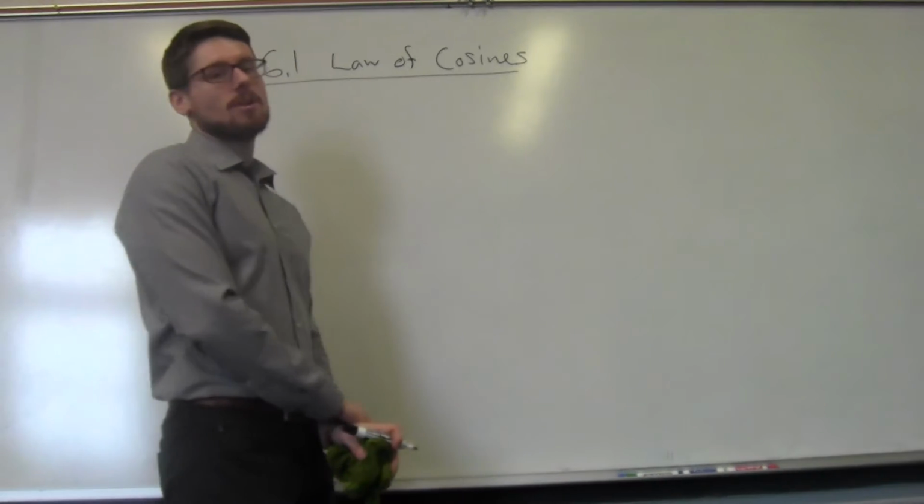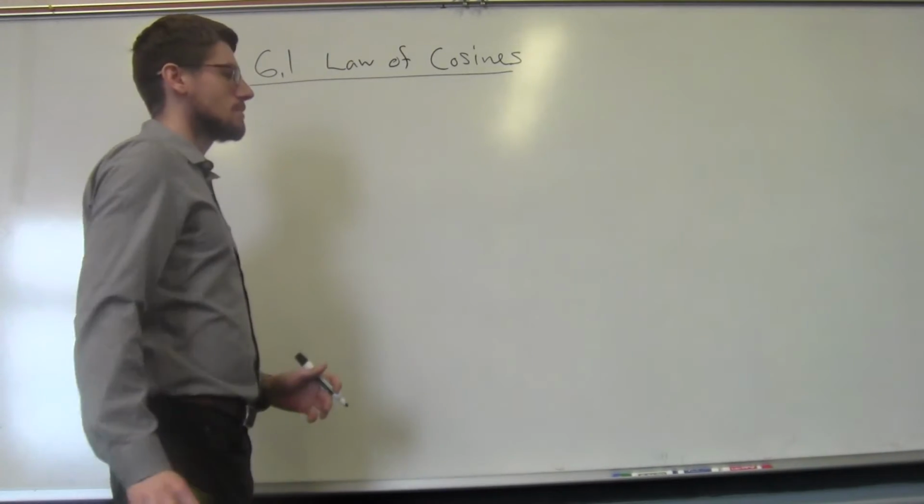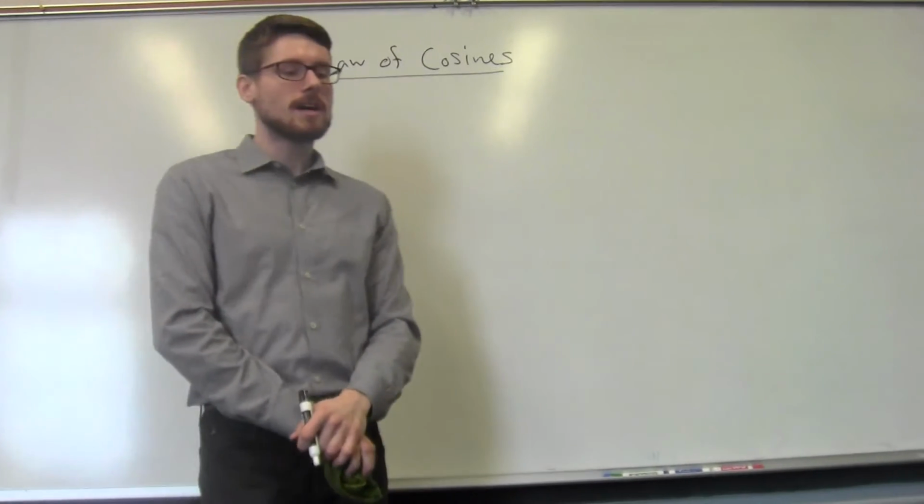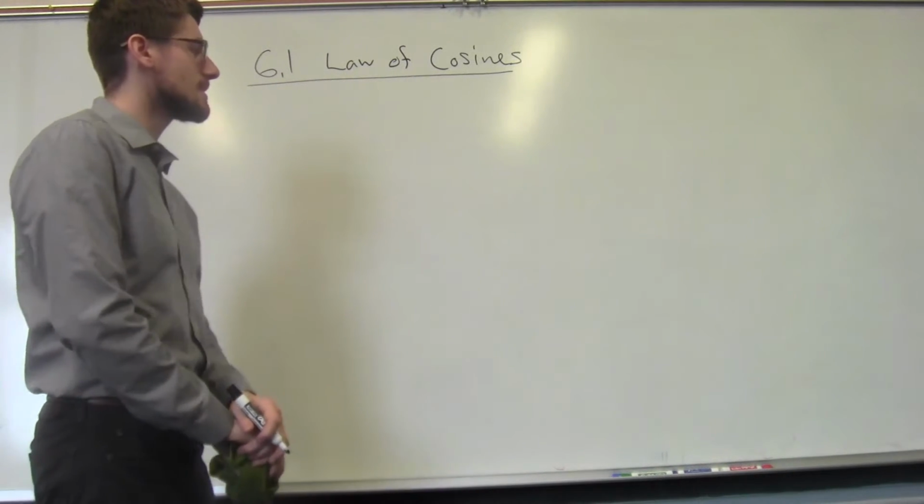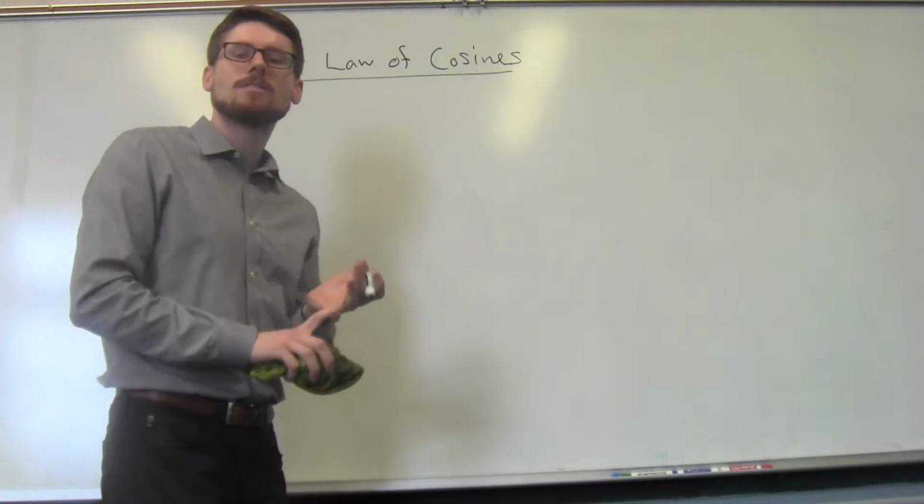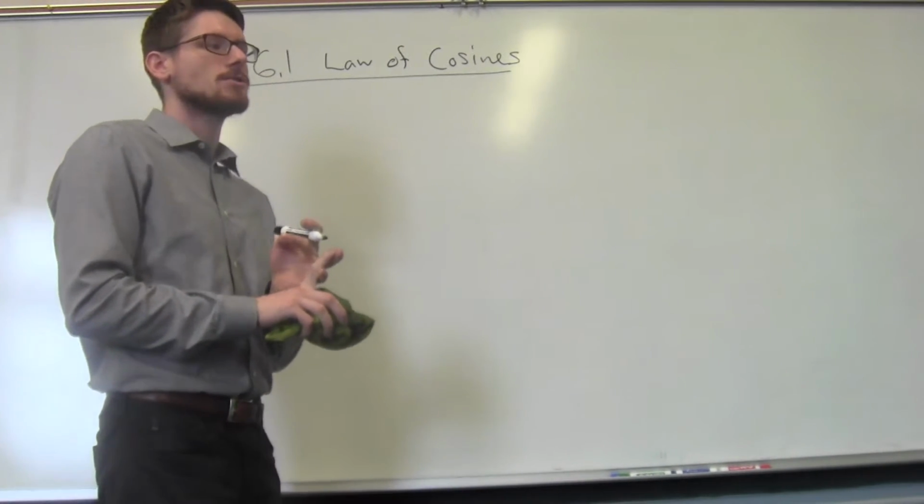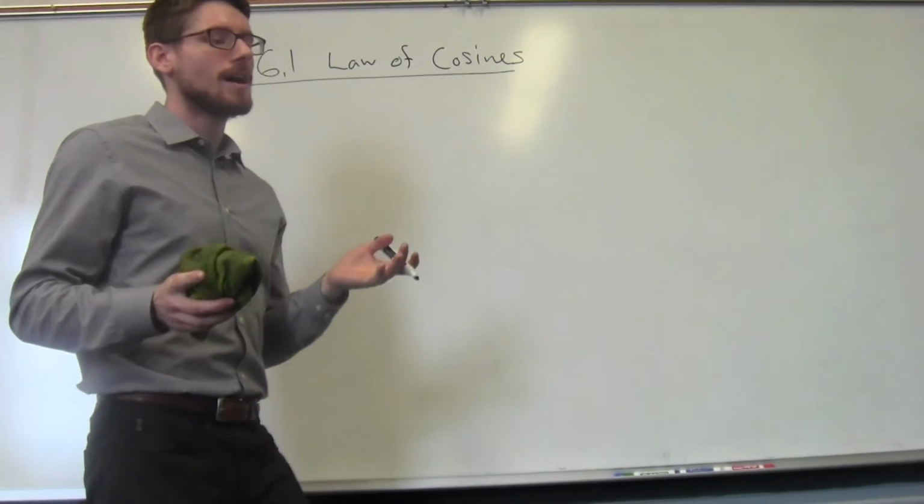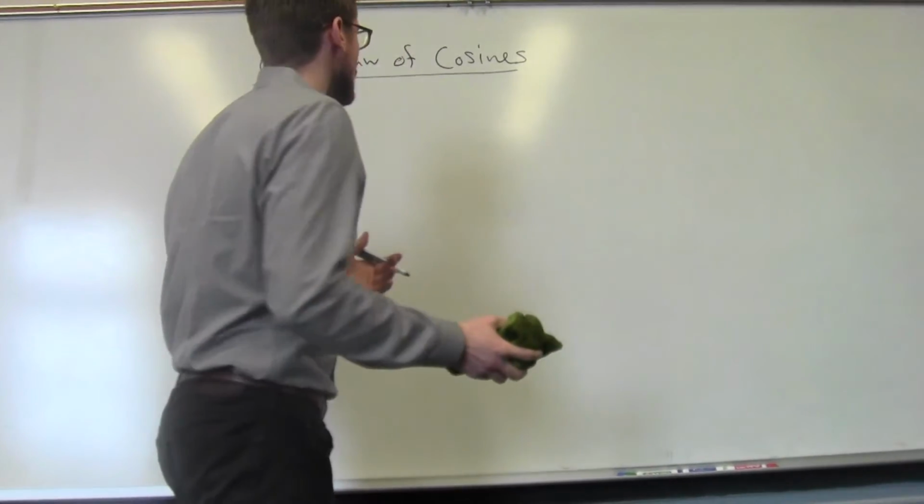Okay, today we're going to do a derivation of the law of cosines. The law of cosines is a tool that we can use to basically solve any triangle, find all of the angles, and find all of the sides of a triangle. And the triangle does not have to be right.